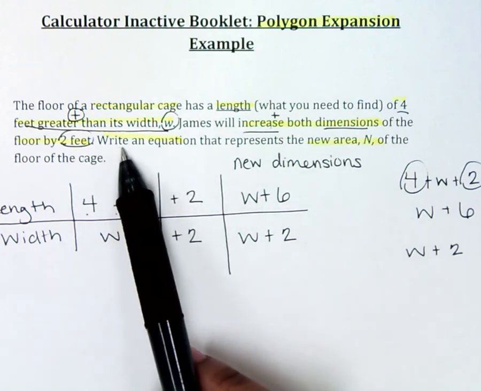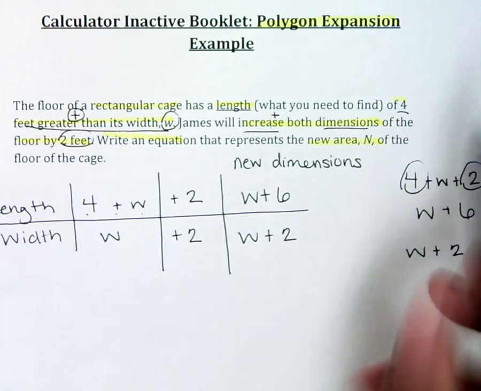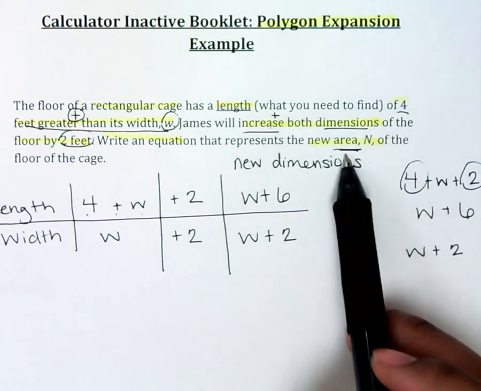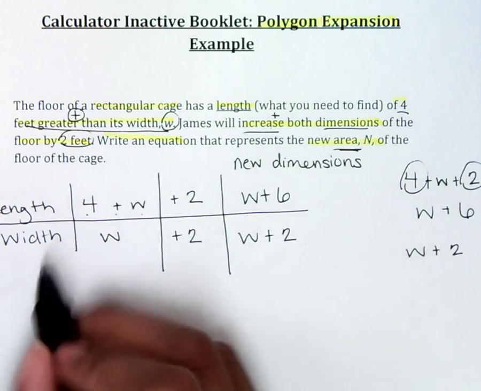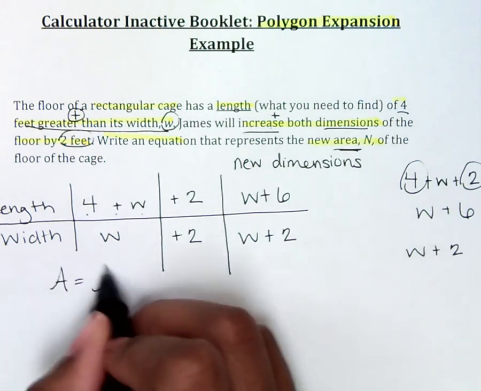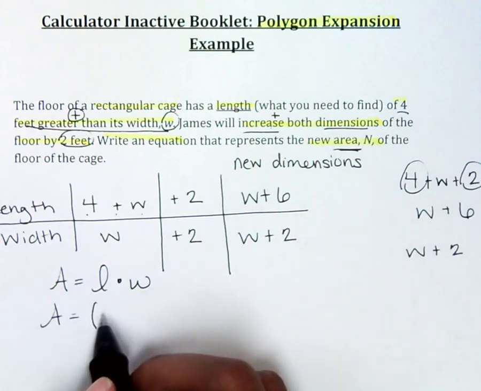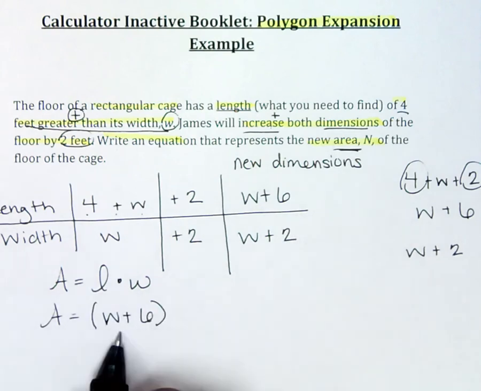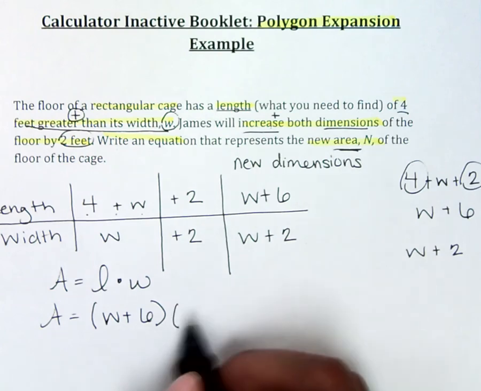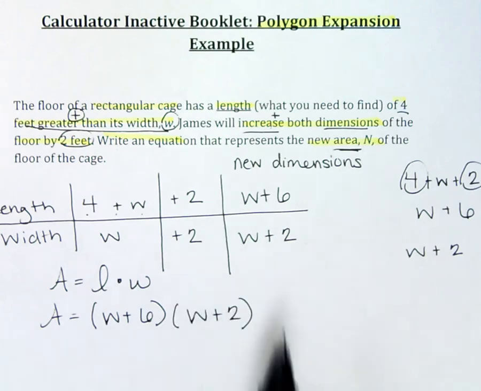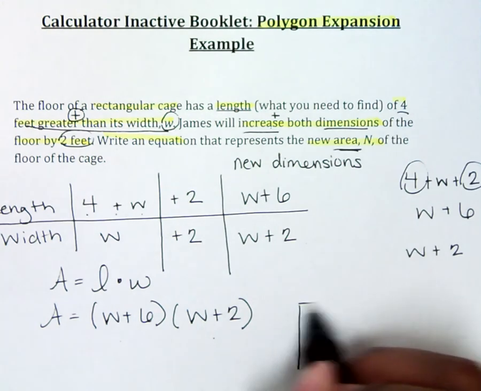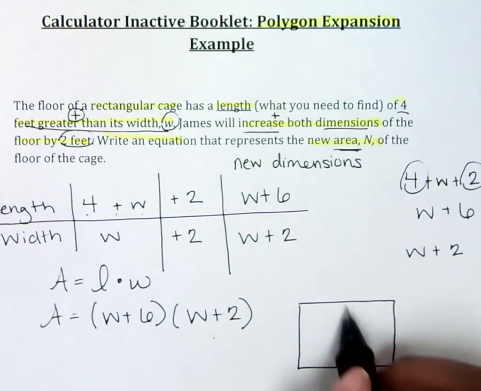I go back to my problem, and it says write an equation that represents the new area. Well, area of a rectangle, the formula, area equals length times width. So I'm going to take the length and substitute that in there, times the width. As we see here, we have two binomials, and we've learned that when you have two binomials and you would like to multiply them, you can use the box method. So that is exactly what I'm going to do here off to the side.